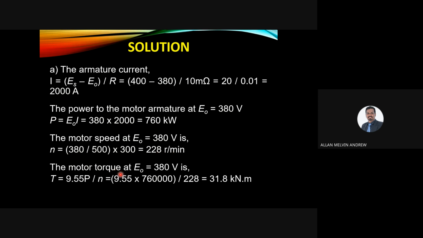And the motor torque at E0 equals 380 volt. So T equals 9.55. So this is the formula, 9.55 P over N. So after we solve it, we get 31.8 kilonewton meter.